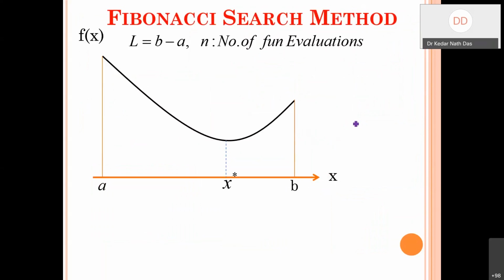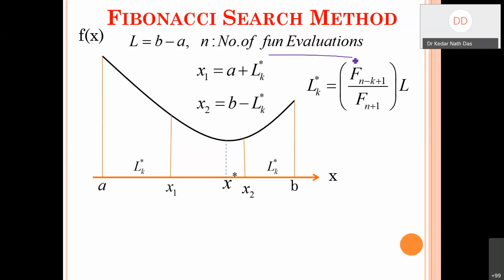L is B minus A, N is the number of function evaluations. We need to fix it before we start. The function evaluation means how many times you can call the function while solving it in the algorithm. So LK star we have to calculate here. LK star will be based on the Fibonacci number only. If K is equal to, let us say, 0 and N is equal to 1.